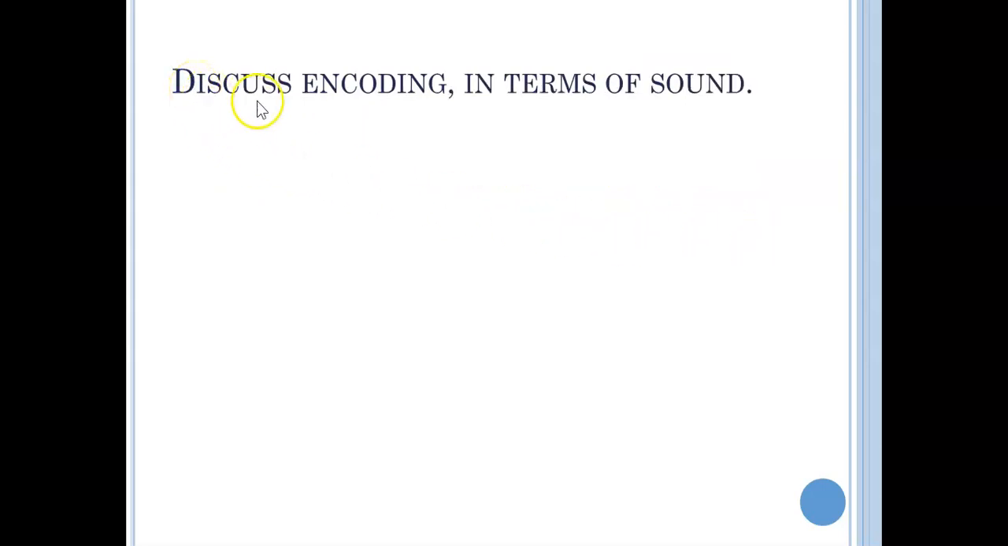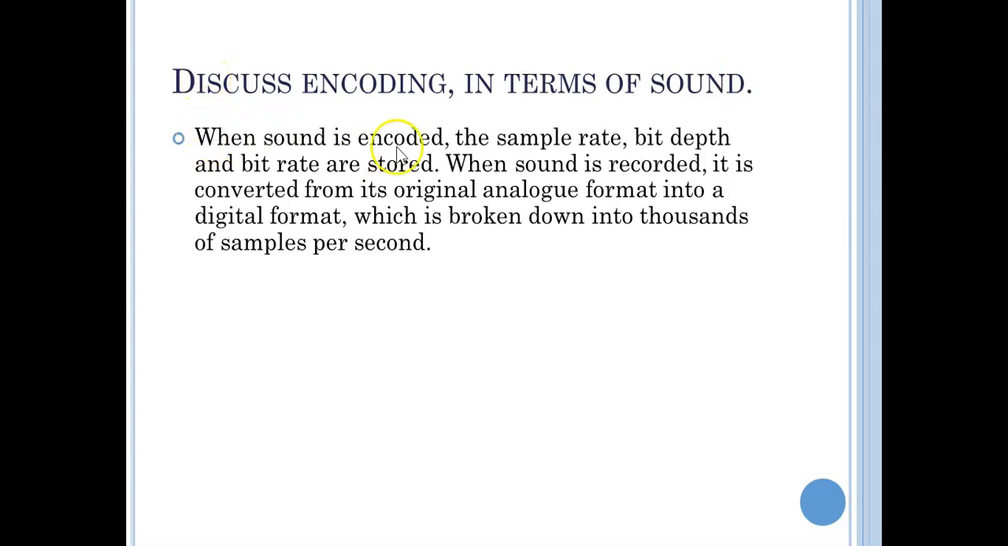So the last question we're going to look at is: discuss encoding in terms of sound. I don't think you need to know this part in too much information, so we're just going to read through it. When sound is encoded, the sample rate, bit depth, and bit rate are stored. When sound is recorded, it is converted from its original analog format into a digital format, which is broken down into thousands of samples per second.